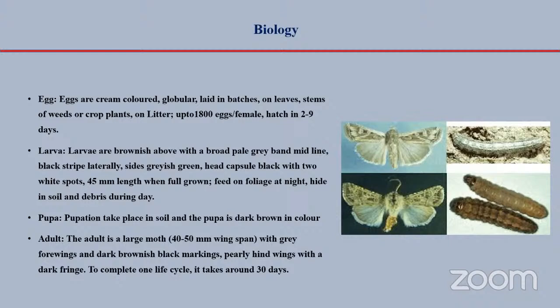As I said, this will feed on foliage at night time, and they will hide in soil or in debris during the daytime. After that, the larva will pupate, and the pupation will also take place in the soil. The pupa will be very dark in color. After that, the adults will emerge, with a wingspan of 40 to 55 mm. Their forewings will be grayish in color with dark brownish black markings. When you observe the hindwings, they will be pearly in color with dark fringes. It will take around 30 days to complete one life cycle.